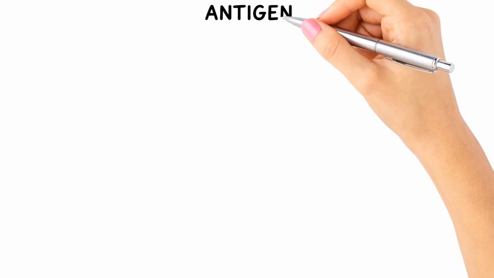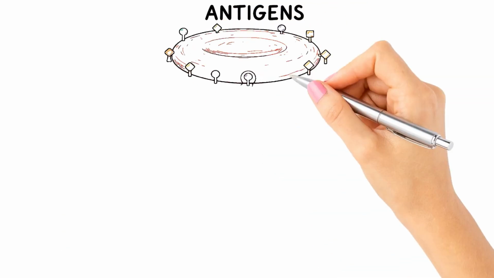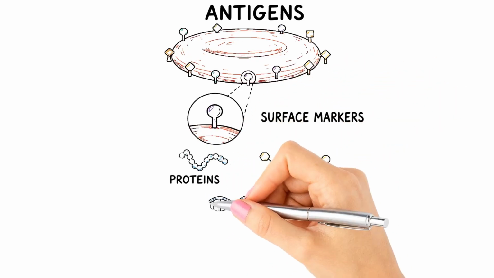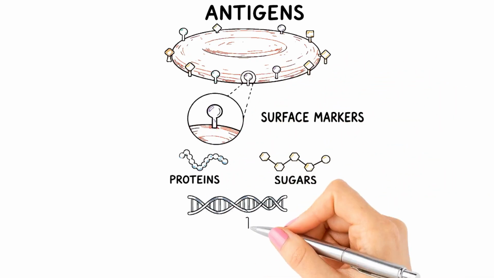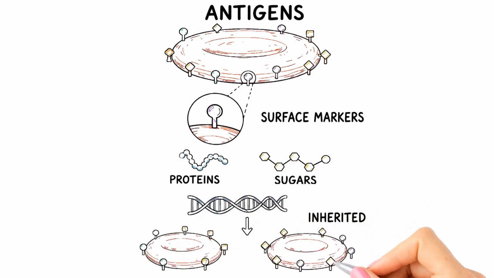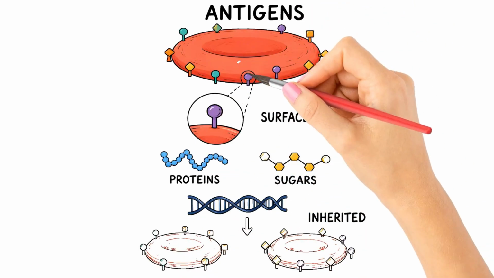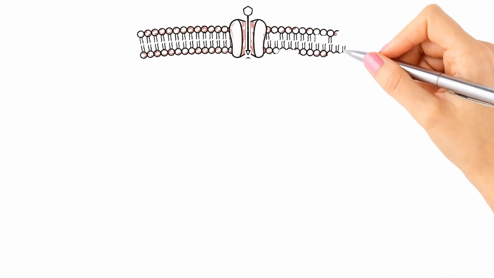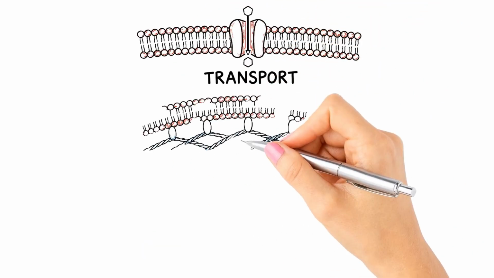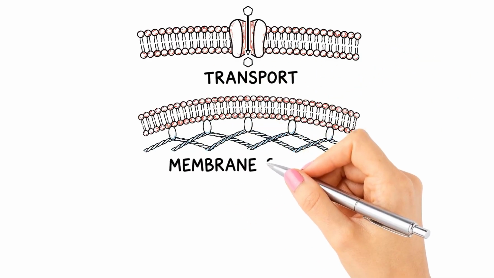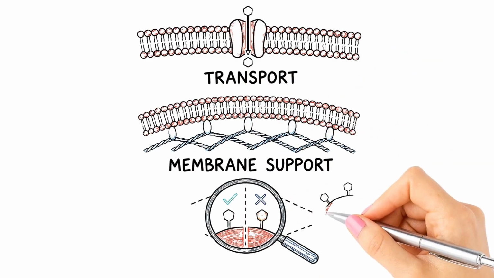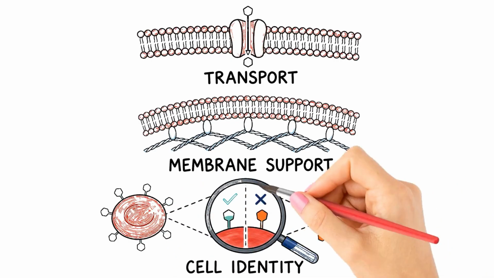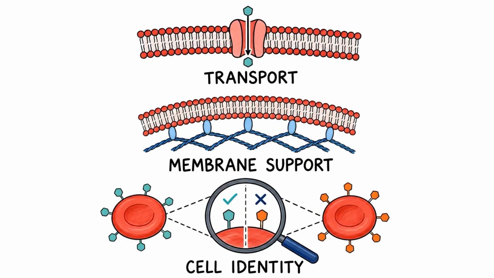On the surface of each red blood cell are molecular markers called antigens. Blood group antigens may be proteins or sugars. Small inherited differences in these markers help determine a person's blood type. The molecules carrying blood group antigens may also transport substances or support the red cell membrane. For blood typing, their key role is identity. The immune system can recognize familiar markers and react to unfamiliar ones.